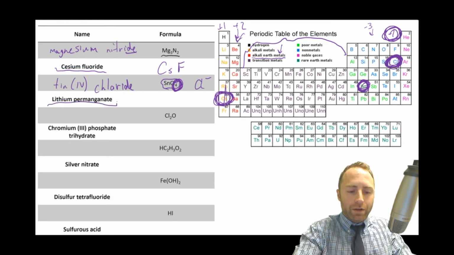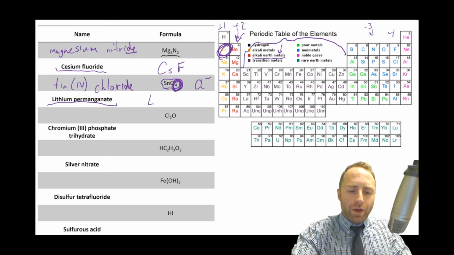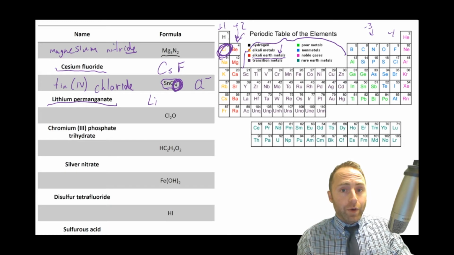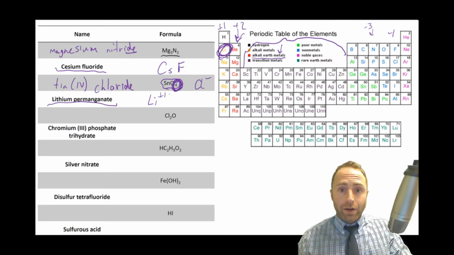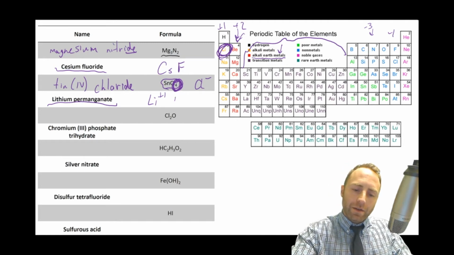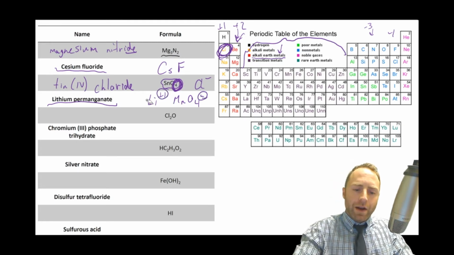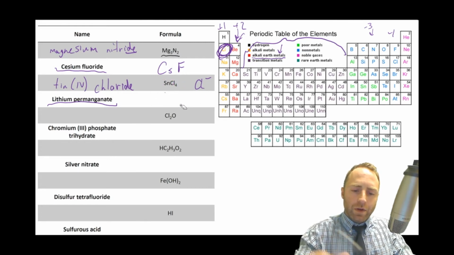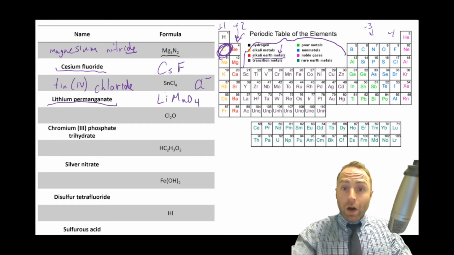Great. Moving on. Lithium permanganate. Find lithium here on your periodic table. Lithium right here. So Li, group 1. Do we need to worry about the Roman numerals? No. Great. +1 charge there. Now you need to know that permanganate is one of your polyatomic ions. You probably should know those and their charges. It is MnO4 minus. Well, we've got a +1 and we've got a negative. Those two will cancel each other out, so we can get ourselves a nice little LiMnO4.